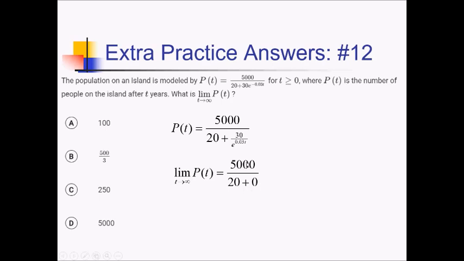And 5,000 over 20, basically, what's that going to come out to? Well, that's going to be 250, so that's going to give us choice C.